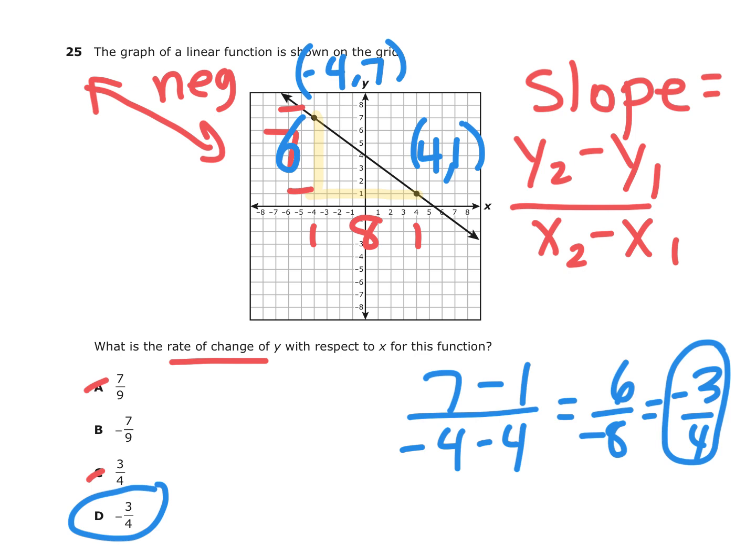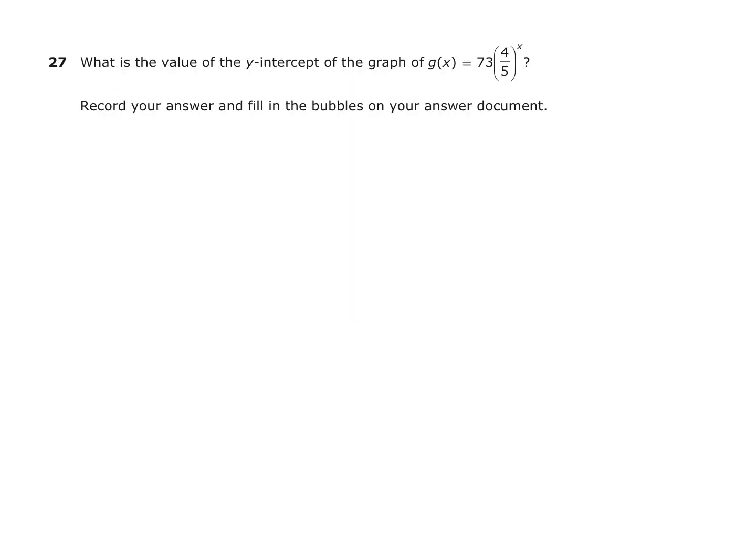So there's different ways to do this, whatever is easier for you. It might be easier to find these points that are given here and then subtract the y's and subtract the x's, and that'll give you your slope. Difference in the y's over difference of the x's. And that was for number 25.